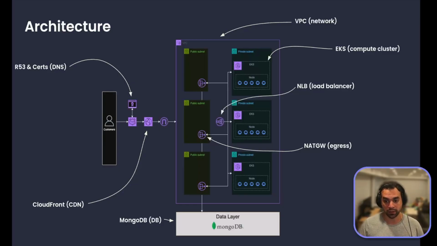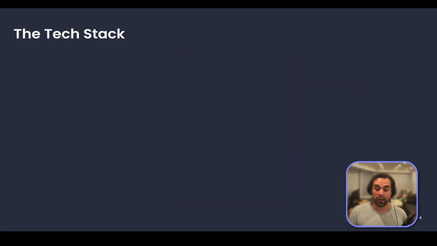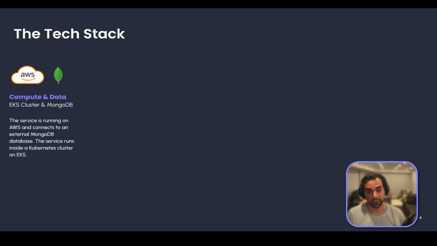That network load balancer is going to take that traffic and distribute it into our clusters. We're using Route 53 and Cert Manager to manage our DNS, and our data layer is going to be MongoDB. And so traffic is going to egress out of the private subnets through our NAT gateways and into our MongoDB to establish that connection.